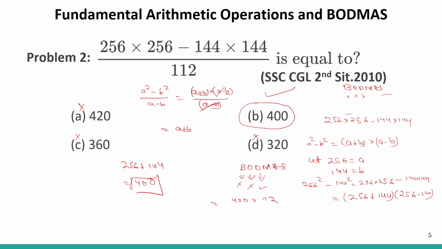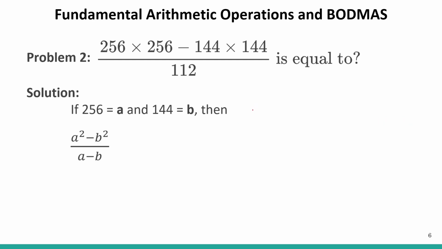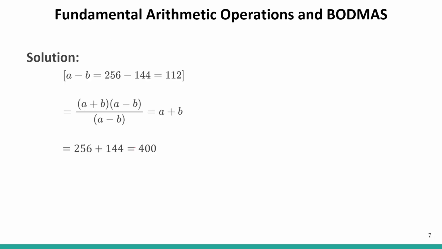Let's see its step-by-step solution. Here 256 is equal to a, 144 is equal to b, then (a² - b²)/(a - b) is equal to 400. Here you can see that clearly. So 400 is the final answer.